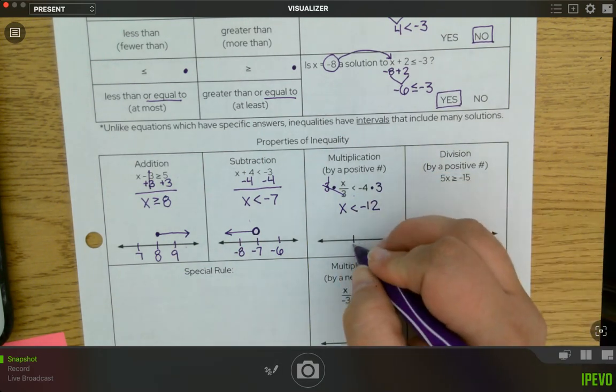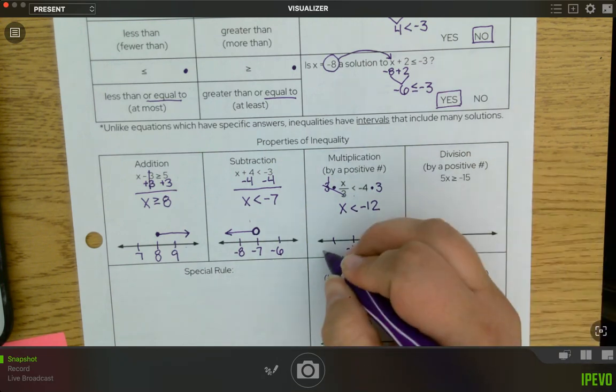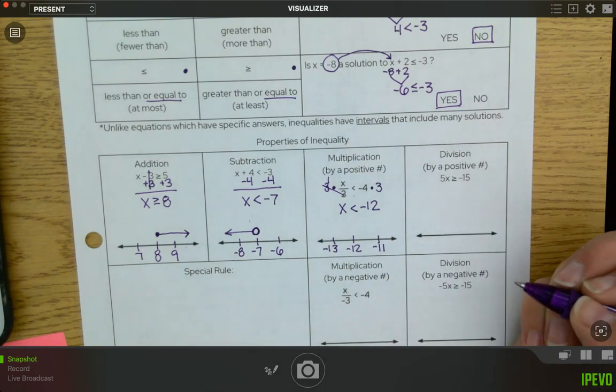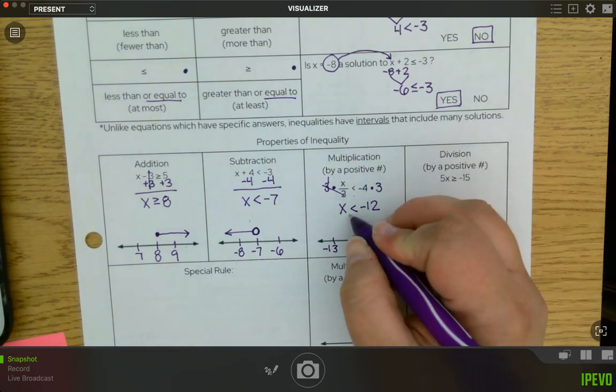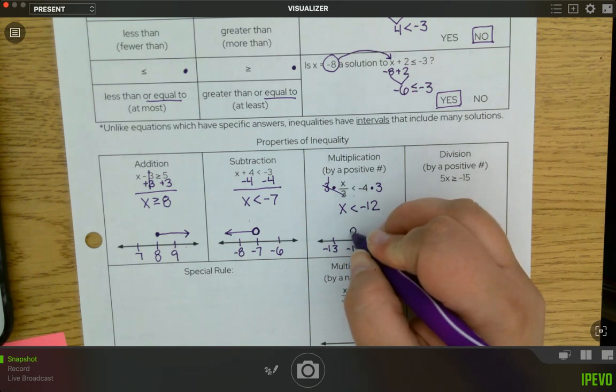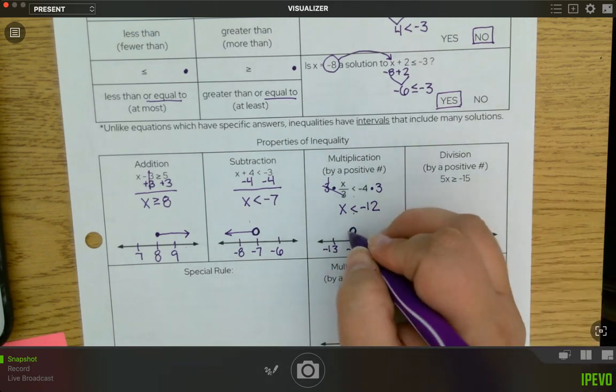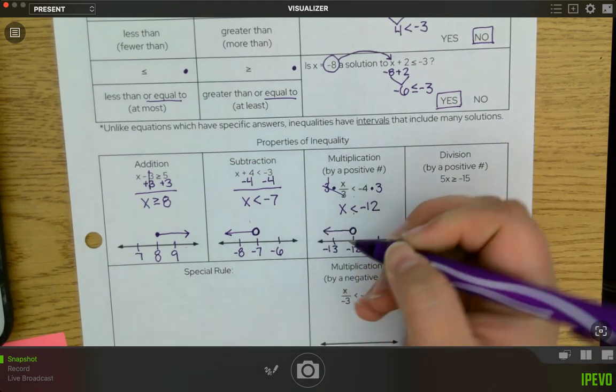I'm going to put negative 12 on my number line and add in numbers that surround it, so negative 13 and negative 11. Since there's no little line underneath, we're going to put an open circle. And it's pointing us to the left again, so we're going to go to the left.